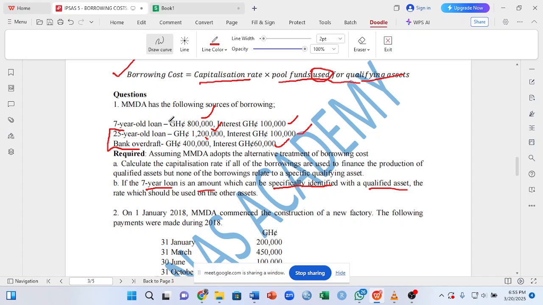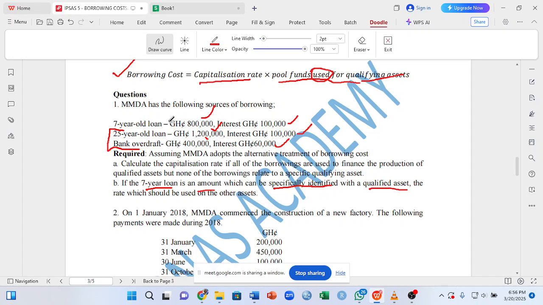It's Isaac. I was asking that with question one and requirement B, if the question has asked us to base on requirement B to compute the borrowing cost, does it mean we are going to use the 10% to multiply the pool of funds excluding the 7 year loan, which is 800,000 Ghana cedis? You are talking from the B, right?